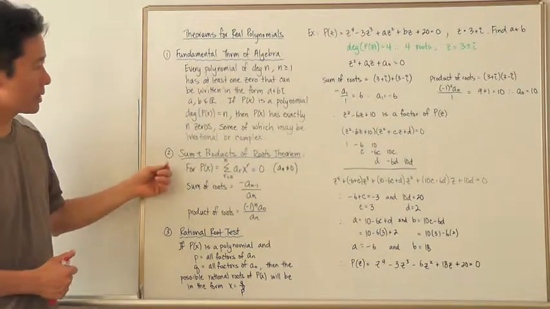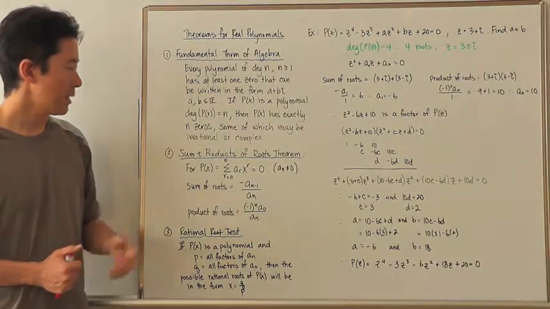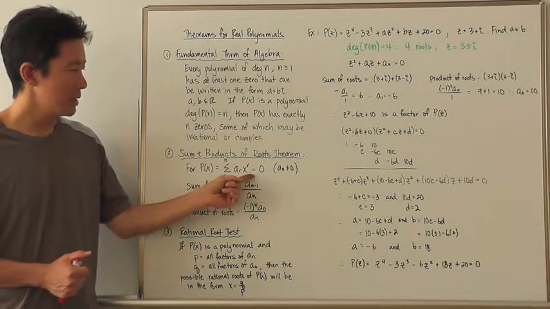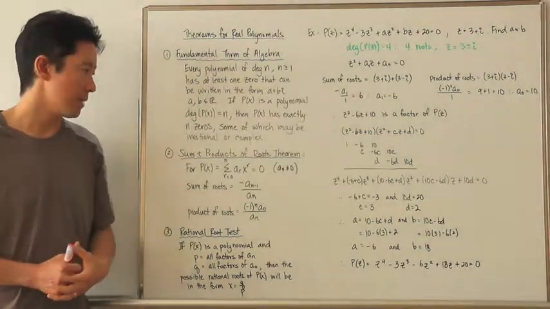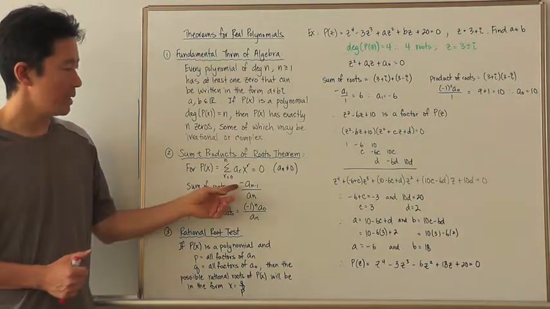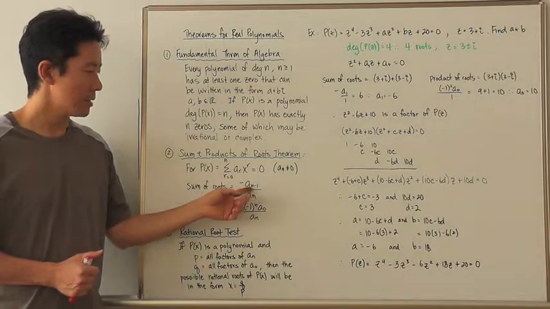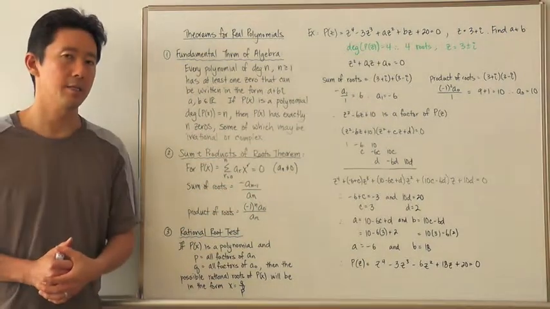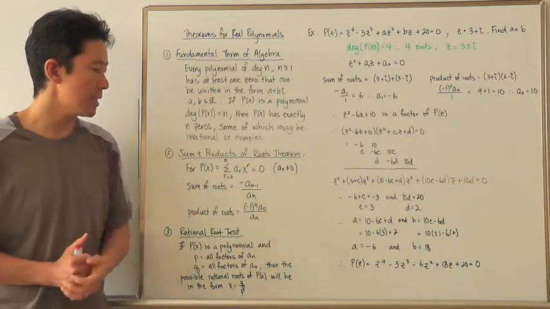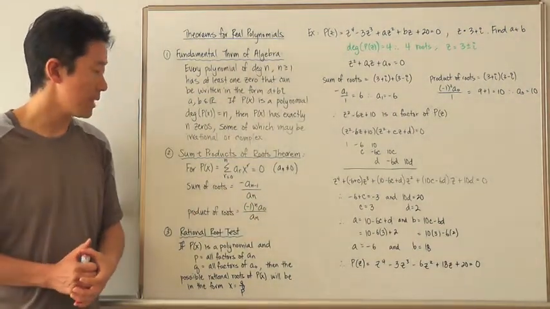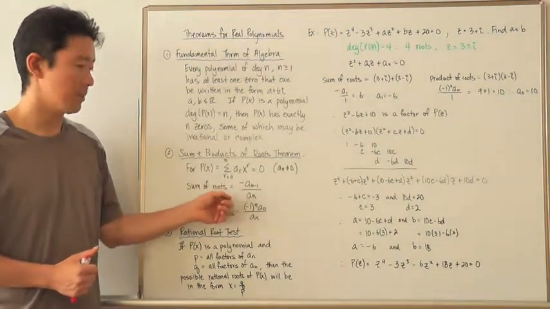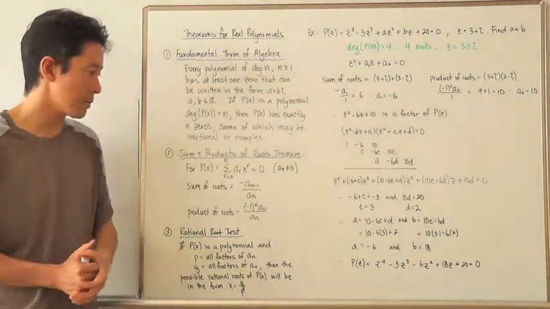It says the sum and products of the roots theorem. Now, it says that for p of x being equal to the polynomial set equal to 0, where of course a sub n is not equal to 0, then the sum of the roots is going to be equal to the opposite of a sub n minus 1 divided by a sub n, and the product of the roots is going to be equal to negative 1 raised to the n power times a sub 0 divided by a sub n. Now, if you want to take a look at the proof of that, the proof is located in the textbook.